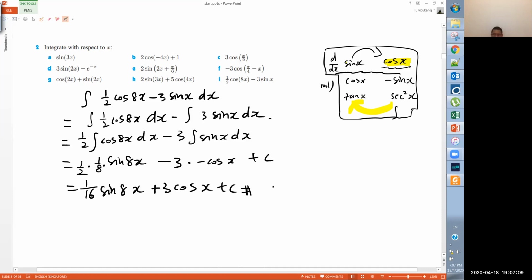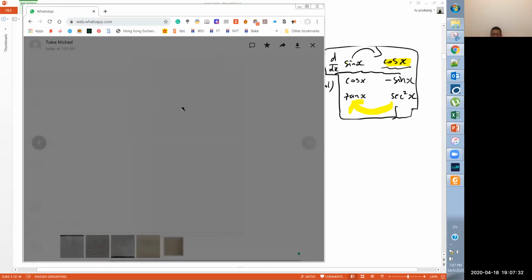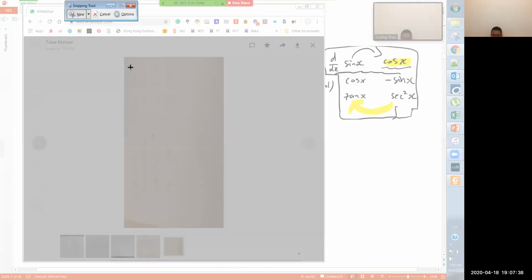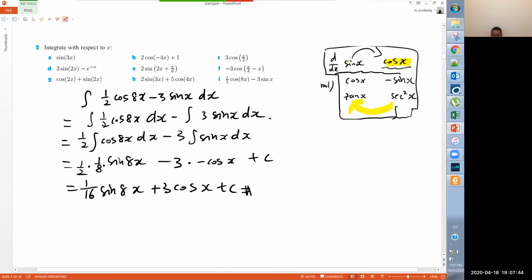How come you have sine x over 16? You started with cosine 8x, right? You look at your answer. Your answer is sine x over 16. Can you see your answer? Is it wrong? It's supposed to be sine 8x over 16. Okay. And I think the presentation of your answer also needs to be a bit careful about that.